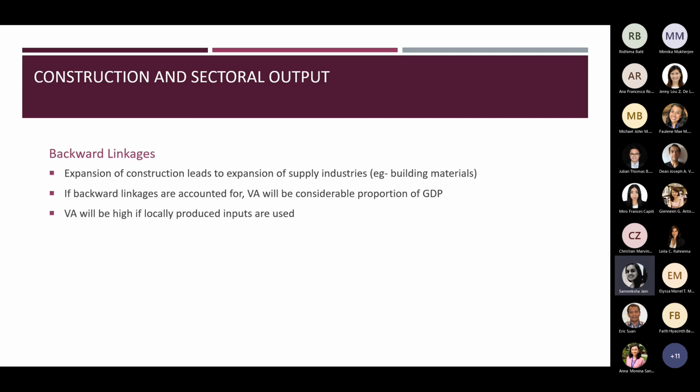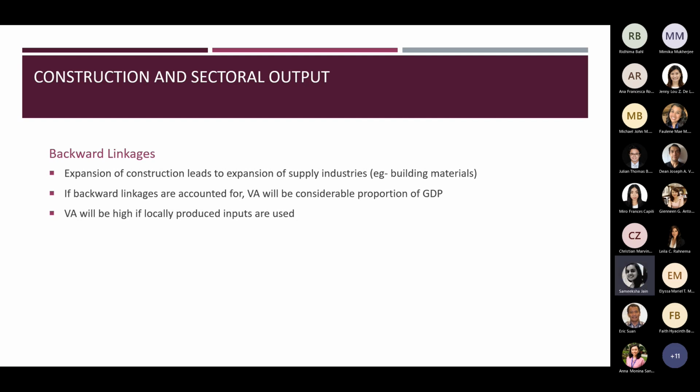Many input-output analyses have in fact indicated very strong backward linkages for this sector. Consequently, should the value added by construction take into account the backward linkages, for example, the manufacturing of building materials, etc., then the value added from this sector can account for a considerable proportion in GDP. That is, if it were to take into account these linkages.